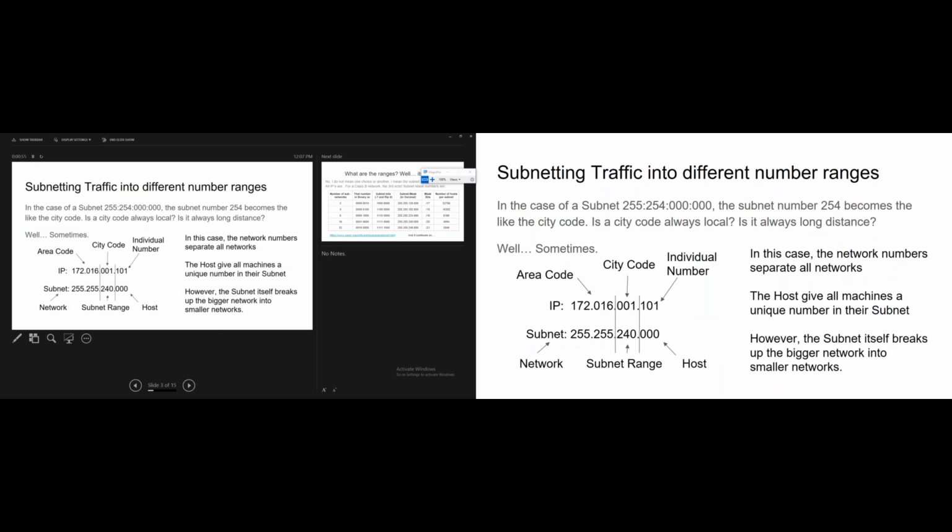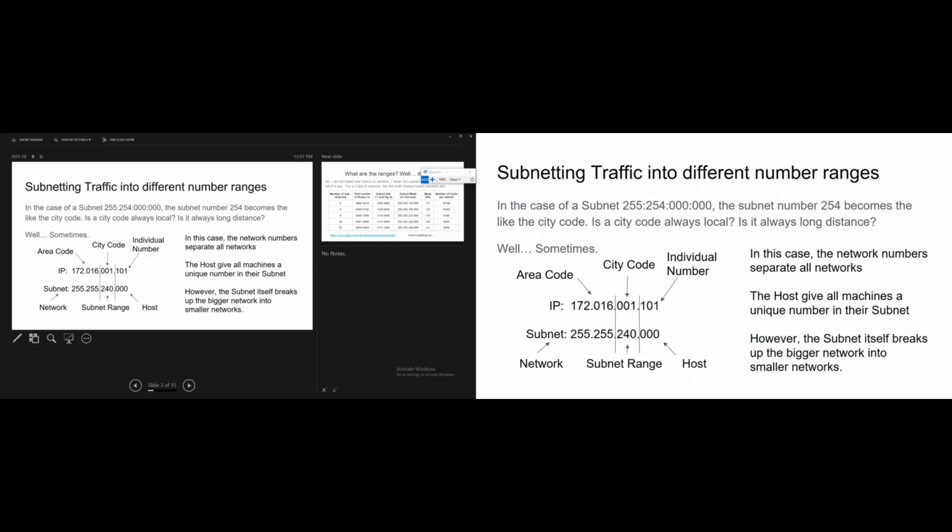So let's look at the example I used from the previous presentation. We're going to change the subnet. I know that in the write-up here, I got a slightly different one, but I probably won't change that. The truth of the matter is, look at the bottom graphic here that I've got, with area code, city code, and individual number highlighted. Think of it that way.